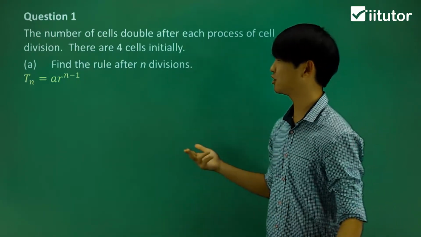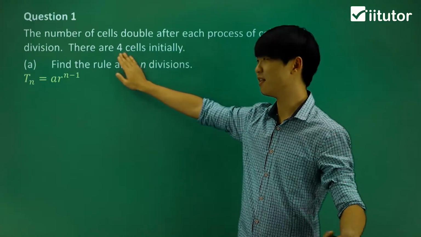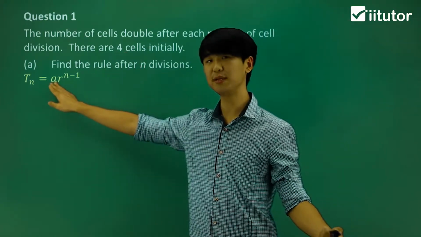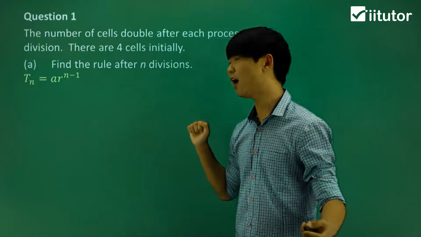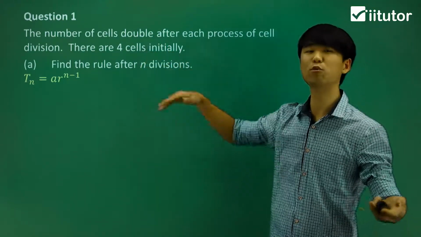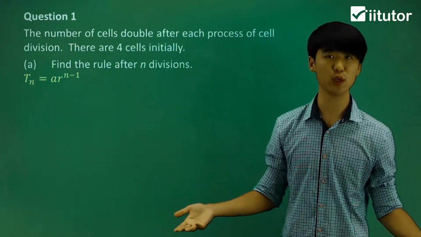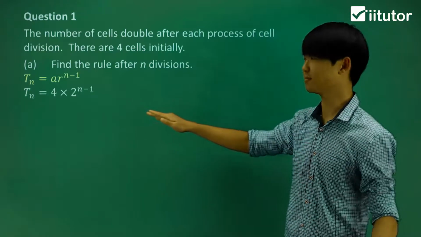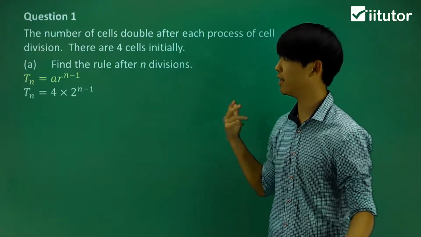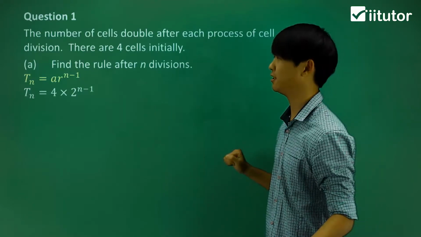So A is the first term. It tells me that there are 4 cells initially, so at the start there are 4 cells. Then my first term is going to be 4. And r, my common ratio: it tells me that the number of cells doubles after each process, so my common ratio is going to be 2. Let's sub all the numbers in, and that's my rule for part A, after n divisions.